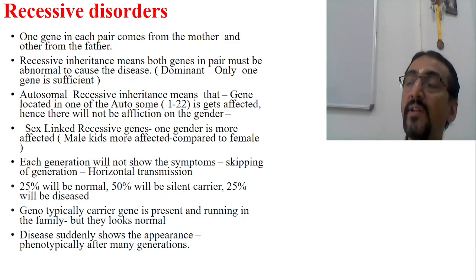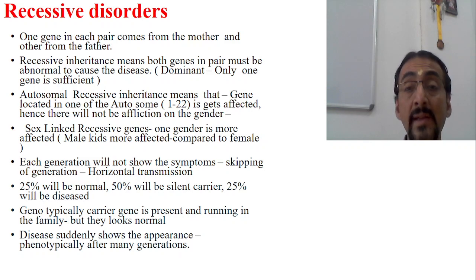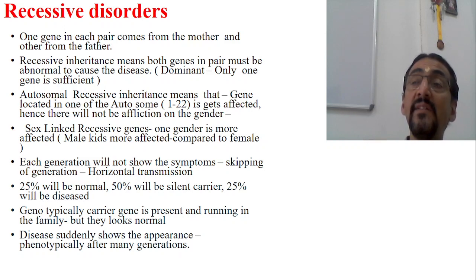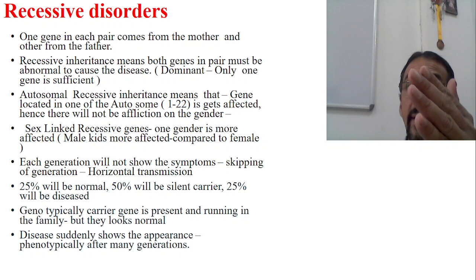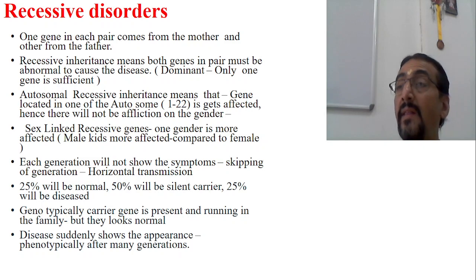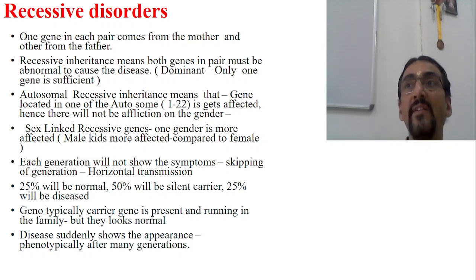Whereas when you talk about the recessive disorders, there is skipping of the generation. I will show it with the help of the diagram. As there is skipping of the generation, the disease is not present in the father. Disease is also not present in the next generation. But afterwards, the disease can occur in the grandson or granddaughter, etc. Which means there is a skipping of the generation.